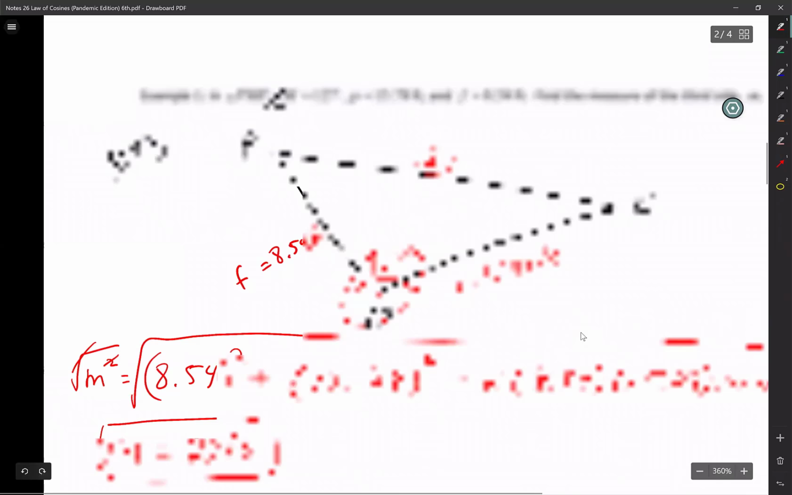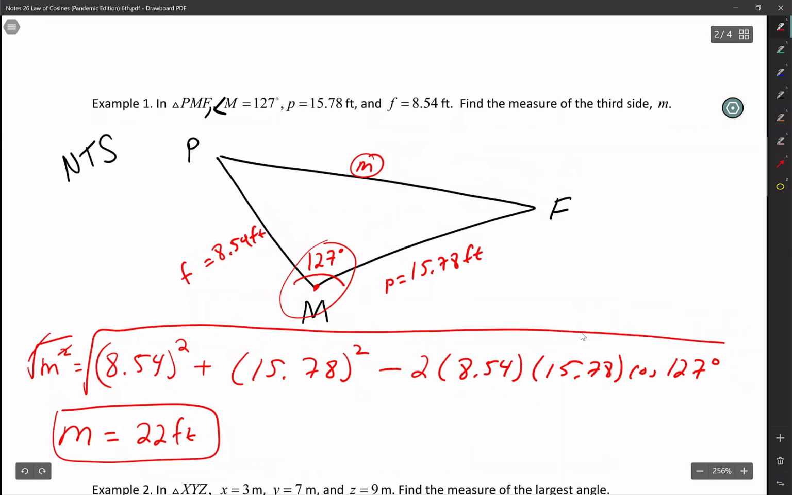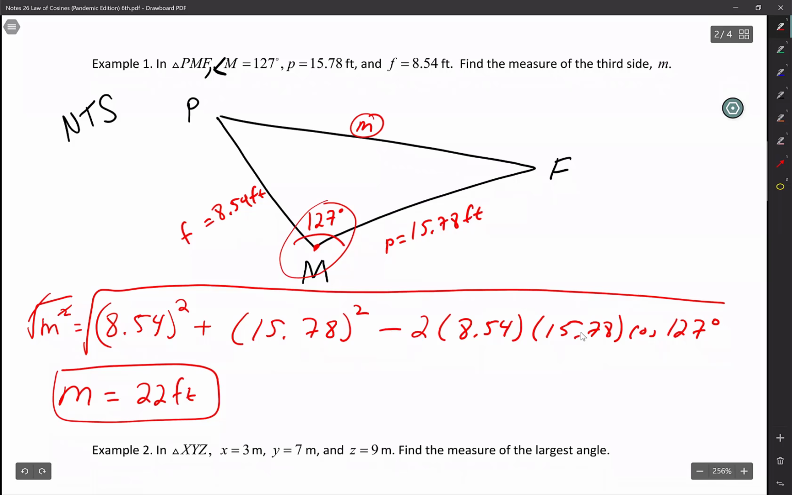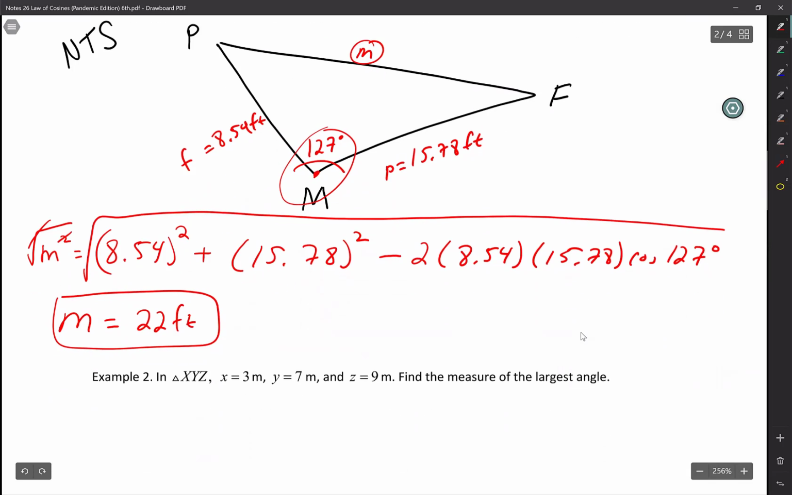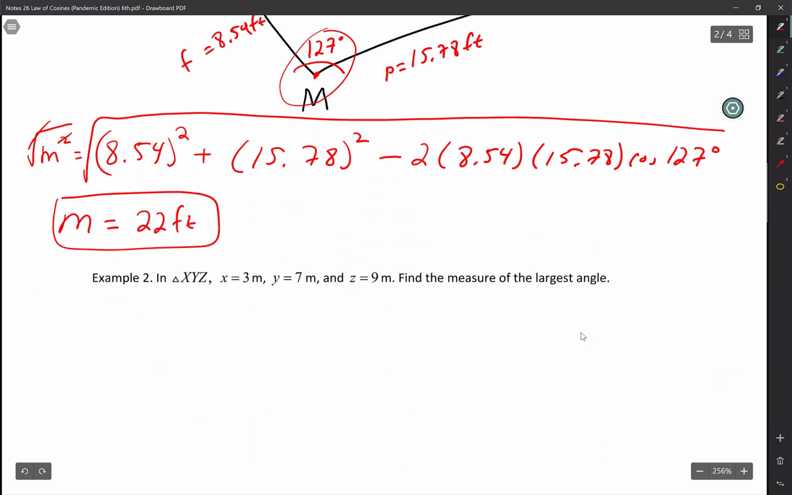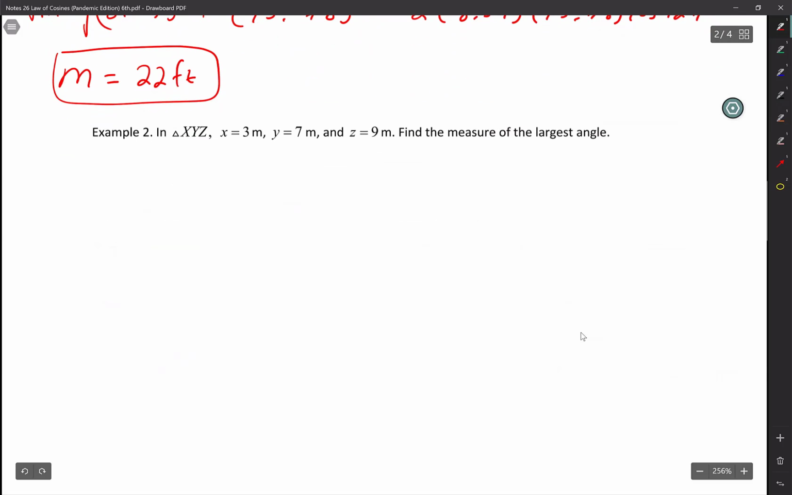When you're doing vectors, this is actually a really good law to know, especially when you're finding displacements and stuff like that. All right, here we go on this one, guys.